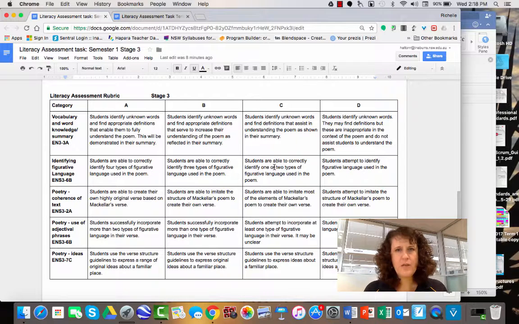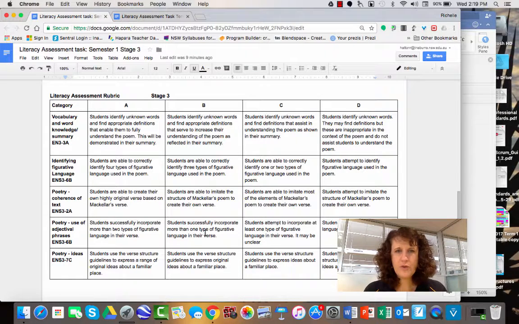The figurative language, the only difference between a C and an A is the amount that you find. So 1 or 2, 3 will get you a B, 4 will get you an A. Okay, so there's a clue right there. We're going to be looking at your ability to imitate Dorothea Mackellar's verse structure. So we want you to have a bit of a go at that. If you are able to do it, that's a B. And if you can do it and create something highly original, so even make it your own a little bit, that's what an A is going to look like.